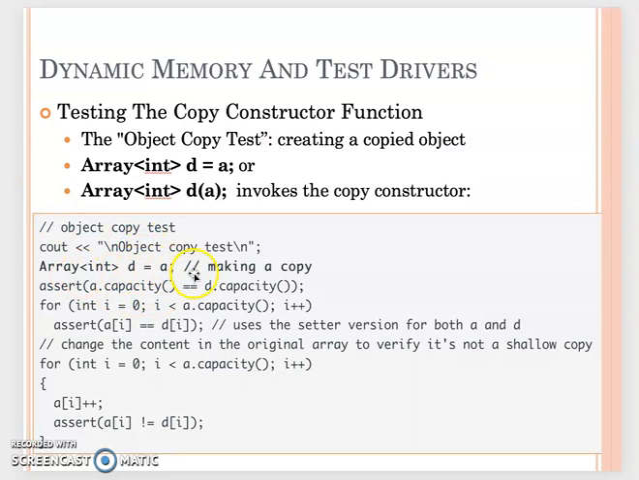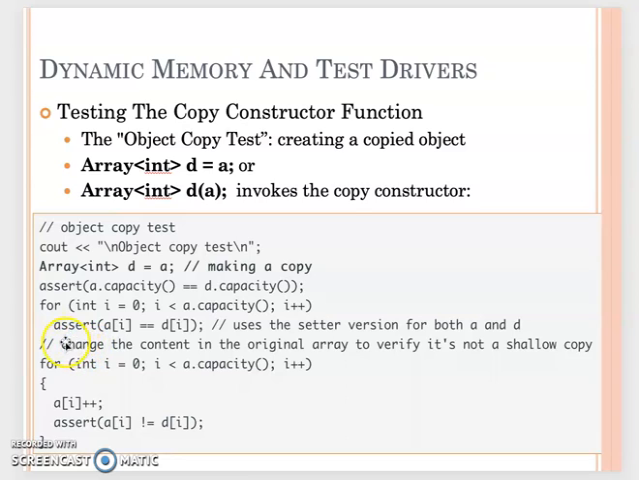We assume we already have A, so we make D the copy of A. You need to use assert to check the capacity is the same. But the capacity being the same is not enough, so you need a for loop to check that each element of A and D is the same. Even that is still not enough, because the most important thing for the copy constructor, the reason we implement it, is to make sure they don't have a shallow copy. That means the pointers do not refer to the same array.